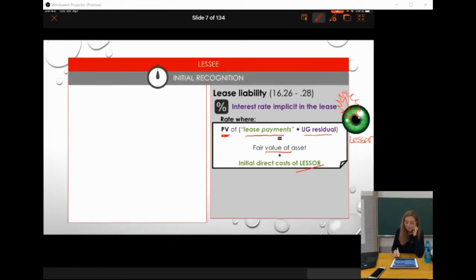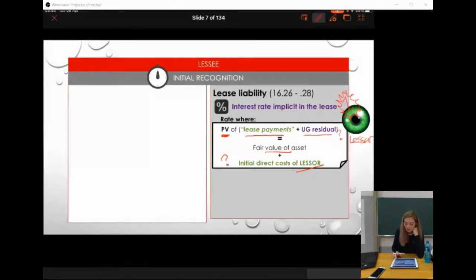Okay, so the problem comes here. First of all, we as the lessee may not know what the initial direct costs of the lessor were. And we also might not know what the unguaranteed residual value for the lessor will be. So that makes it difficult for us as the lessee to calculate the interest rate implicit in the lease.